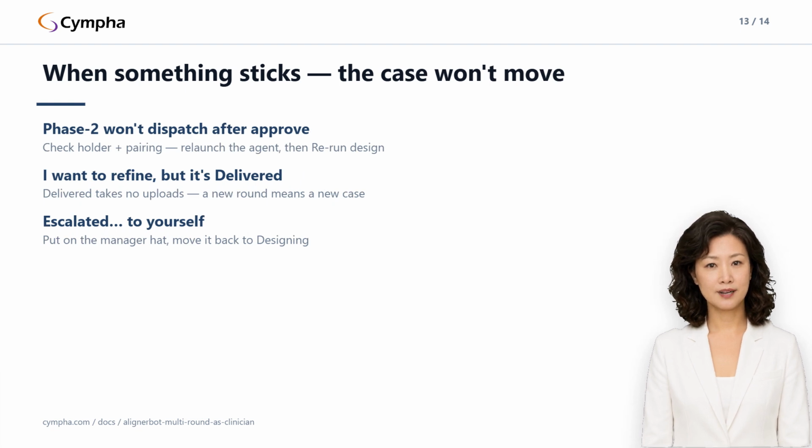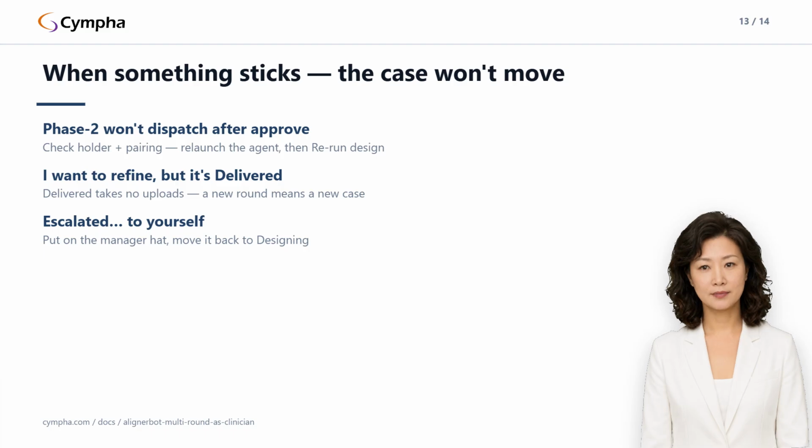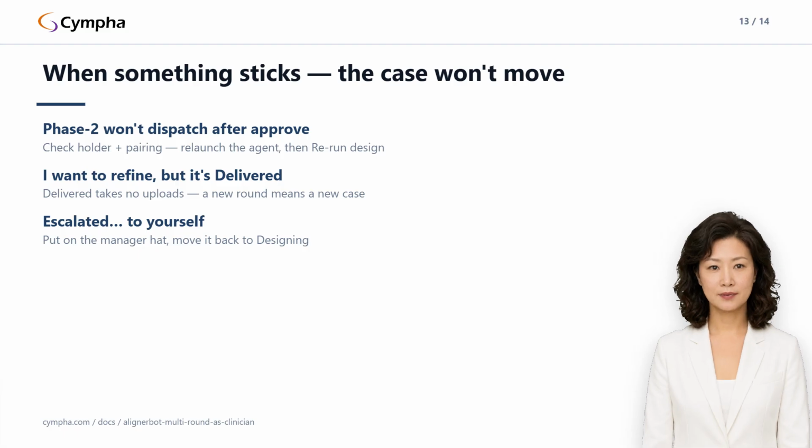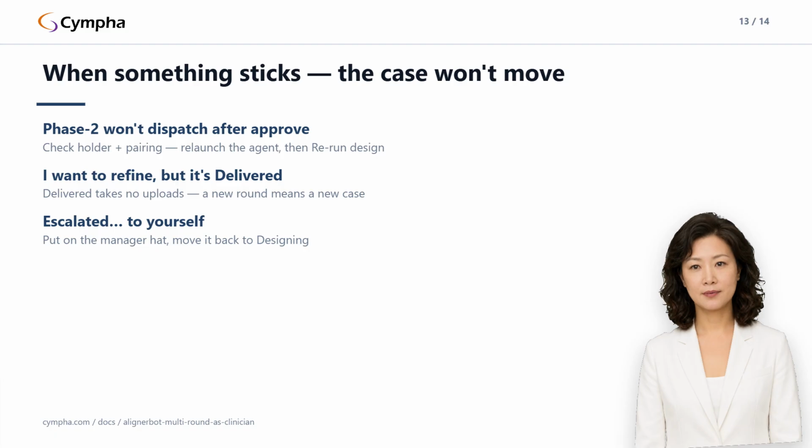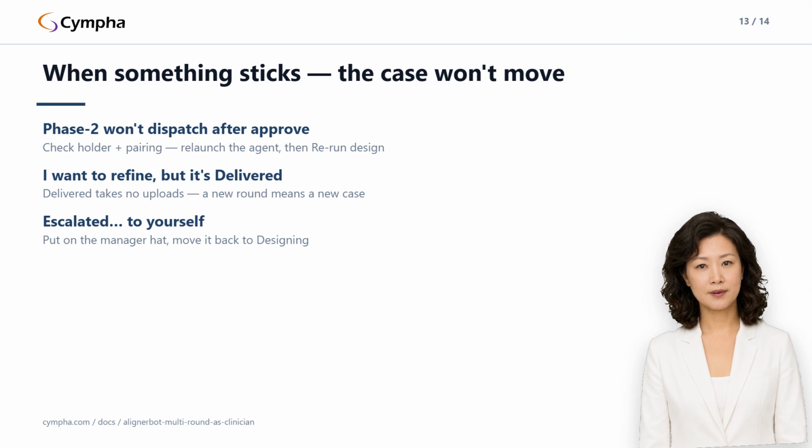Number 6. Your case is escalated and stuck. Solo labs don't really have an escalation target because the lab manager account is also yours. If you, acting as clinician, clicked escalate to lab manager by mistake, put on the lab manager hat, open the case and move it back to designing so it routes to the AlignerBot seat again, and use Rerun Design if the agent doesn't pick it up on its own. And number 7, which you already heard, type change requests sitting in the case chat from before you learned the artifact rule aren't invalid, they're just not actionable. They stay as context, the artifact drives the dispatch.